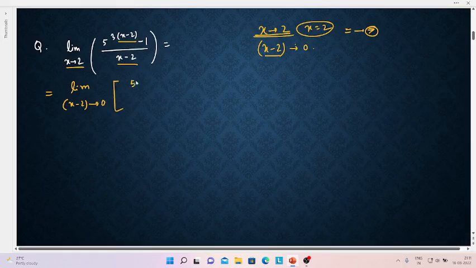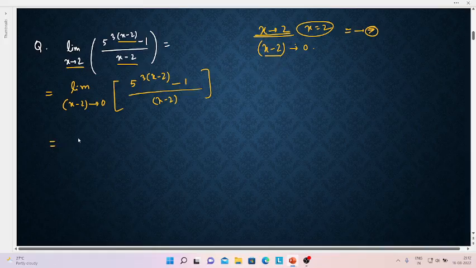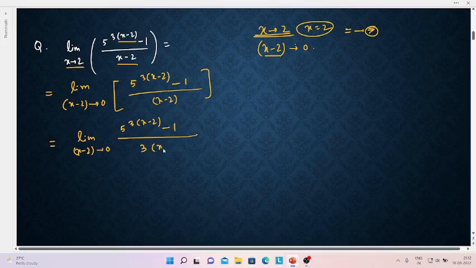we have 5 to the power 3 times x minus 2 minus 1 upon x minus 2, right? So now we have to make that particular function as a to the power x minus 1 upon x. So let's make this particular function. Basically we have limit x minus 2 tending to 0, that will be 5 to the power 3 times x minus 2 minus 1 upon, we can multiply this x minus 2 with 3, and we have to multiply this total function with 3. After cancelling this 3, it will be the same as the previous one.